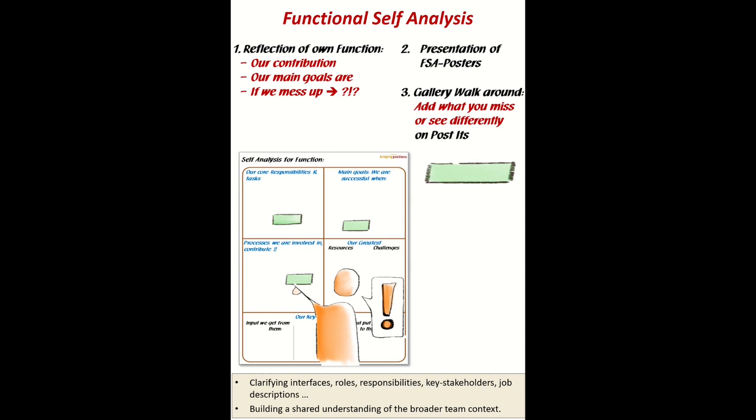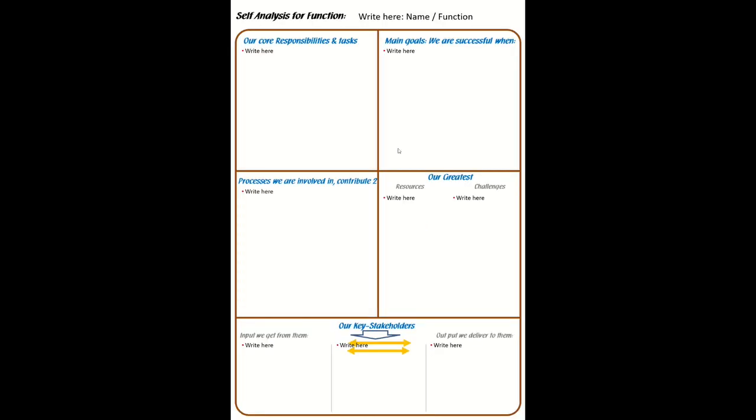Now let's have a look at the different areas. At the top left, you see our core responsibilities and tasks. Here you write what you as a team have as responsibilities and tasks. Obviously, tasks from other teams that are similar should be explained. Your task should be explained very clearly so that you can differentiate it from other teams' tasks.